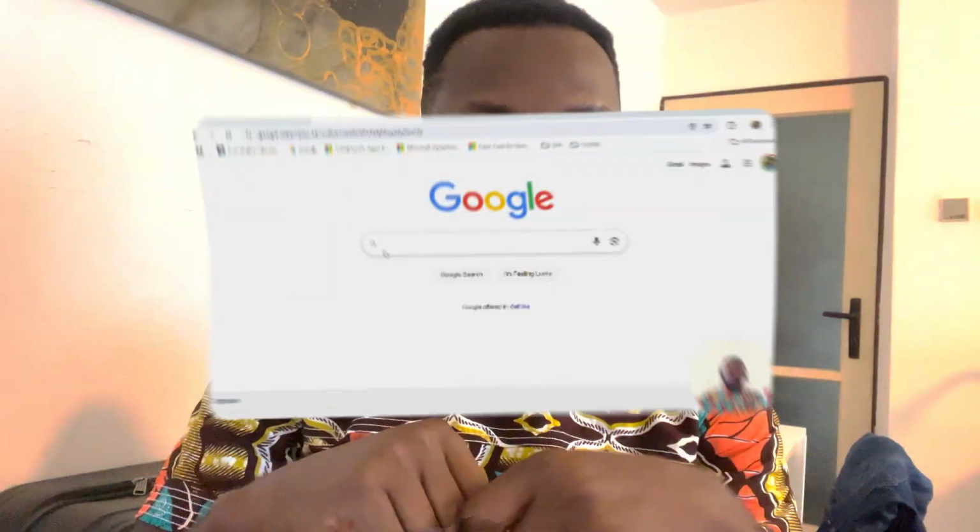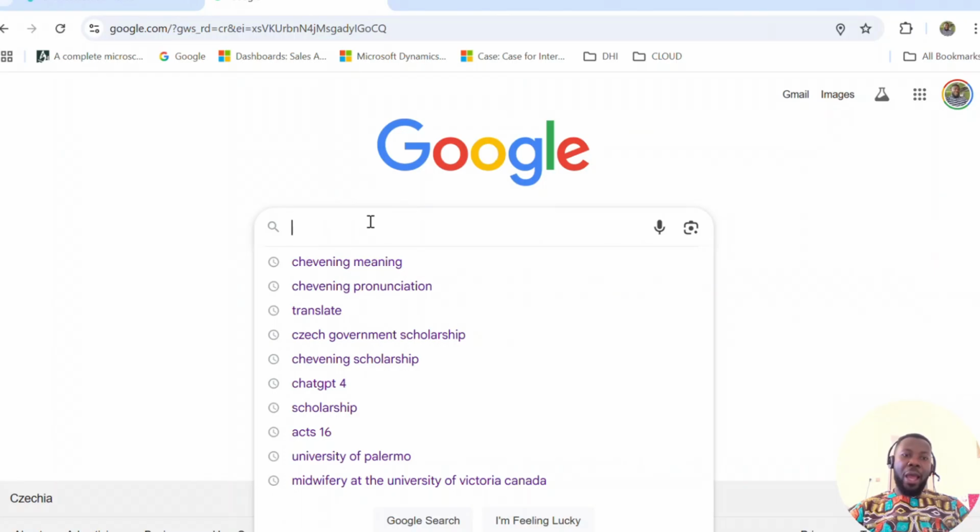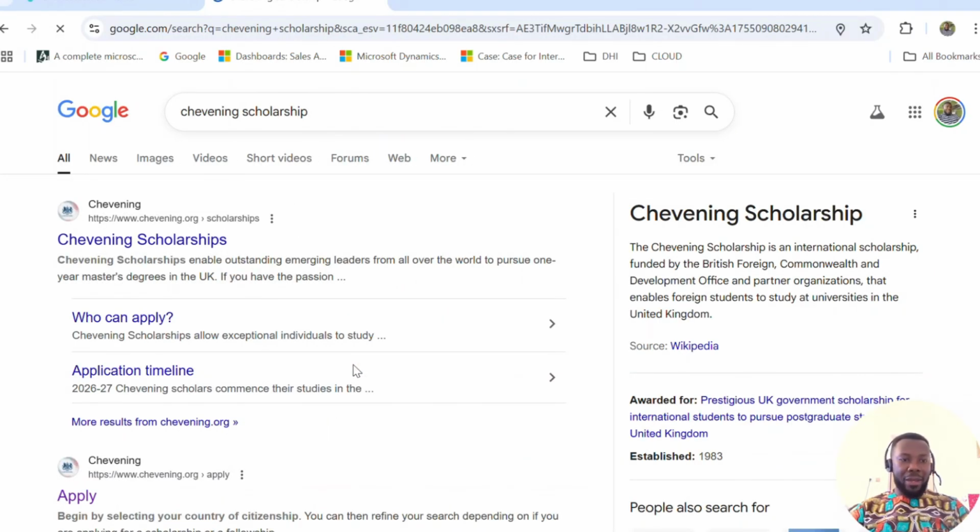Now, let's dive in. So, for the sake of people who might not know where to start from, I'm going to start the whole process from the beginning. All right. So, let's say we do not know which website to visit whatsoever. So, the easiest approach to get access to the website of the Chevening Scholarship is through Google search. Here, I type Chevening Scholarship, and then it appears here.